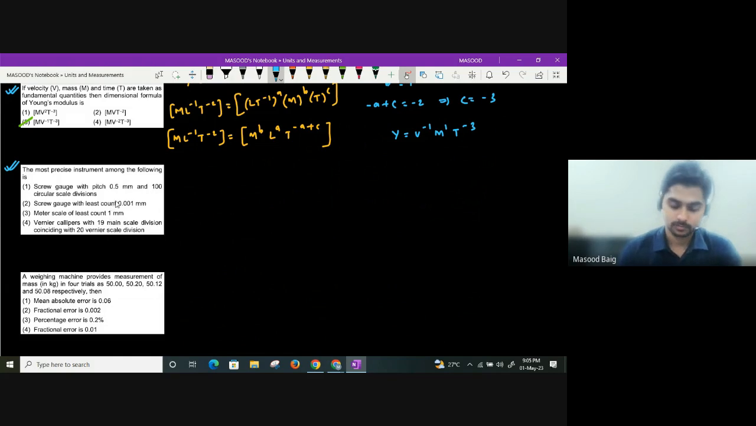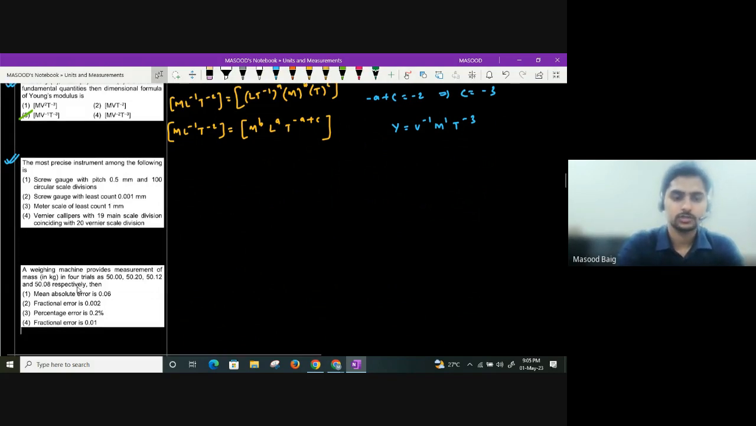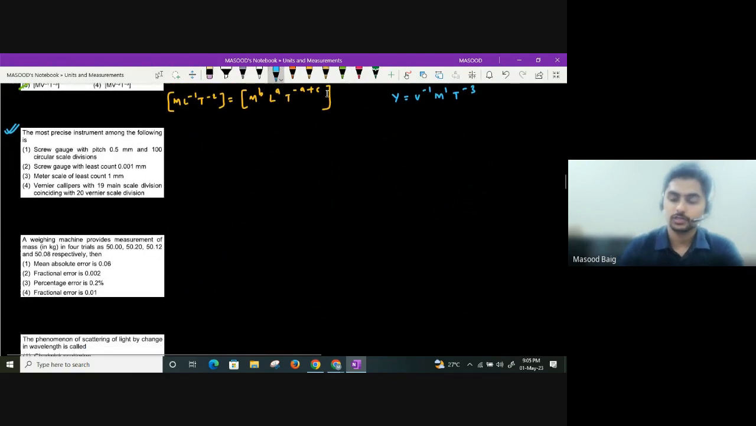I hope so. A weighing machine provides... Can you also do this? Just now we have done; the first question was based on time period. So can we solve this? 4 measured values are given. So can you find out the mean value? Yes. Can you find absolute errors in each measured value? Yes. Can you find the mean absolute error? Yes. Can you find relative error? Yes. Relative error and fractional error, both same, guys. Can you find percentage error? Yes, you can do that also. Clear, all of you?